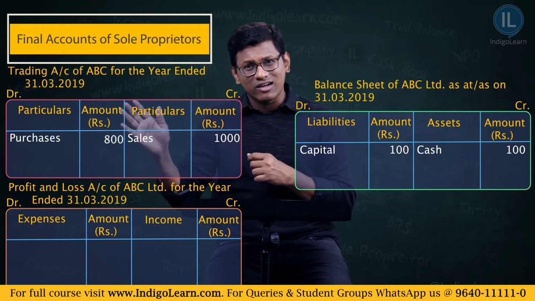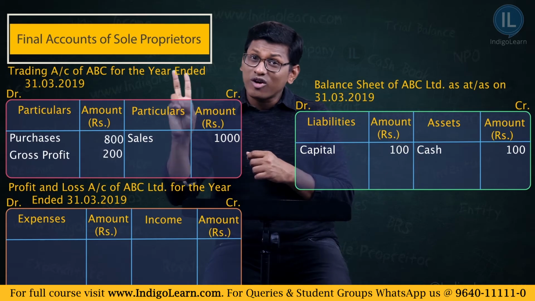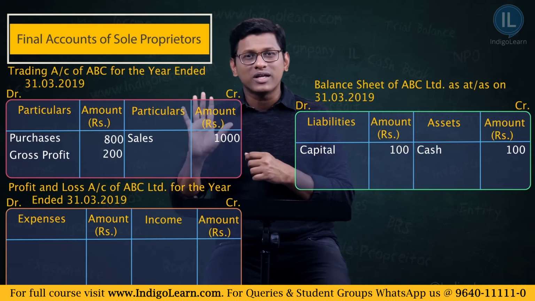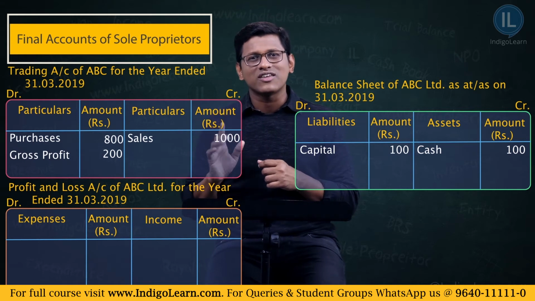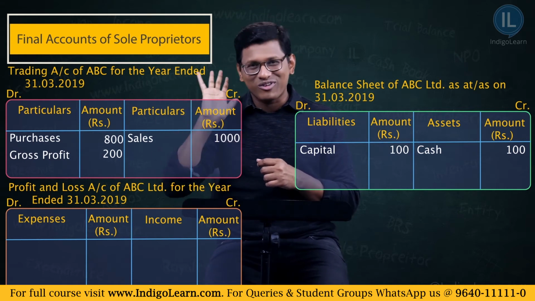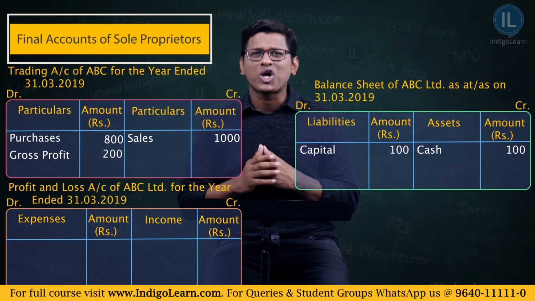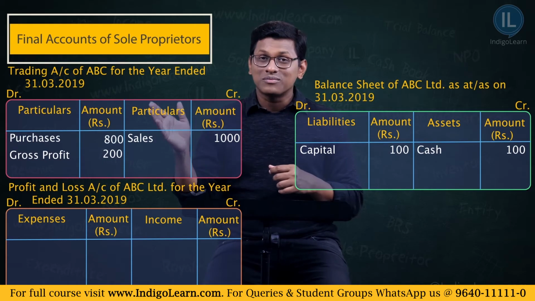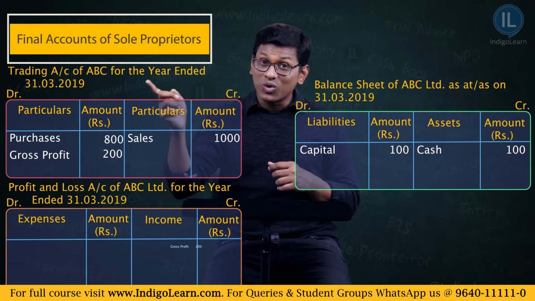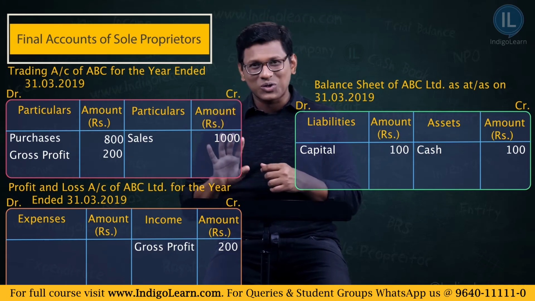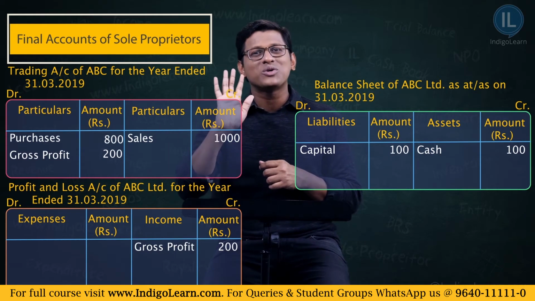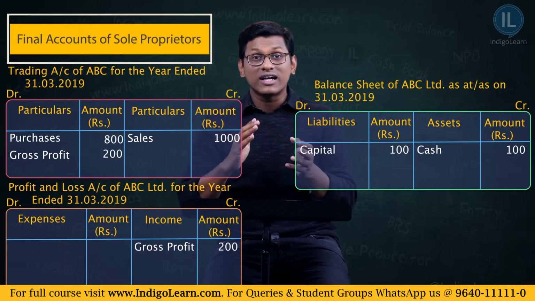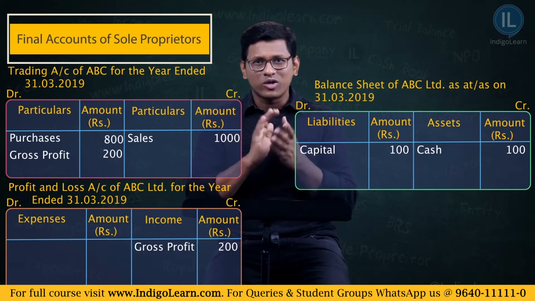1000 minus 800, 200 rupees of profit we earned during the period from the trading activity, which we call gross profit. What do we call it? We call it gross profit. Very good. Then that gross profit will go into the profit and loss account. See how it is beautifully going into the profit and loss account. So now I will write by gross profit 200 rupees.